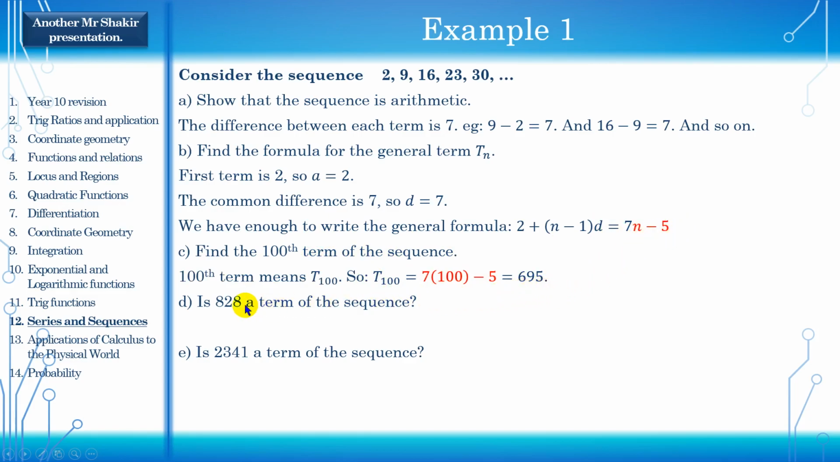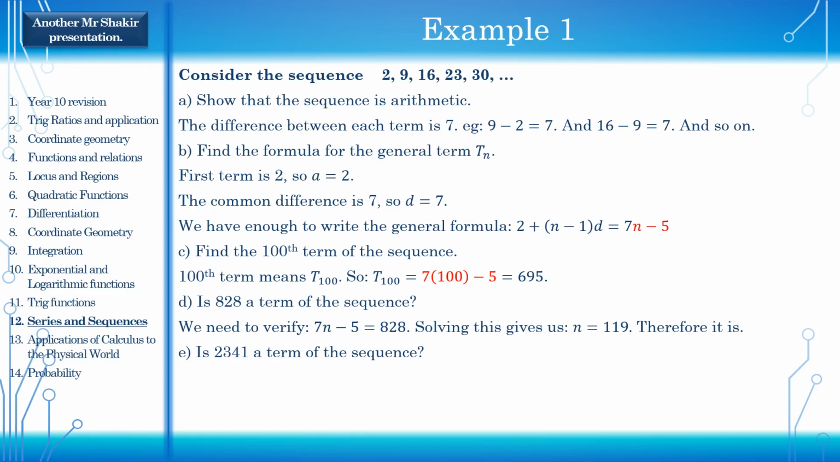Is 828 a term of the sequence? Well, we'll let 828 equal to T of n, and we'll see if it works. So 7n minus 5 equals 828. Will that give us an integer solution? Now the idea here is n has to be a whole number. It has to be 1, 2, 3, 4 or something. And it has to be positive as well.